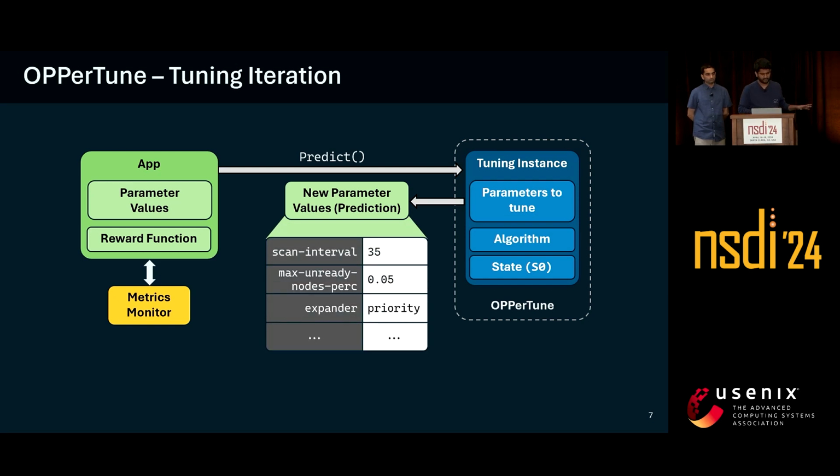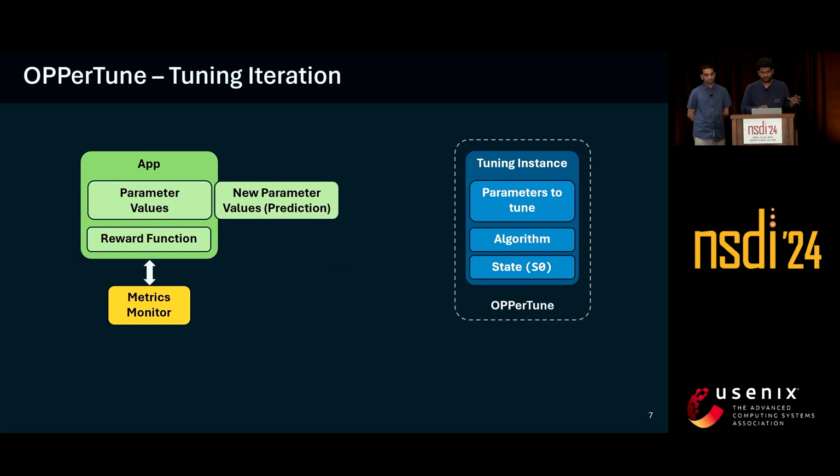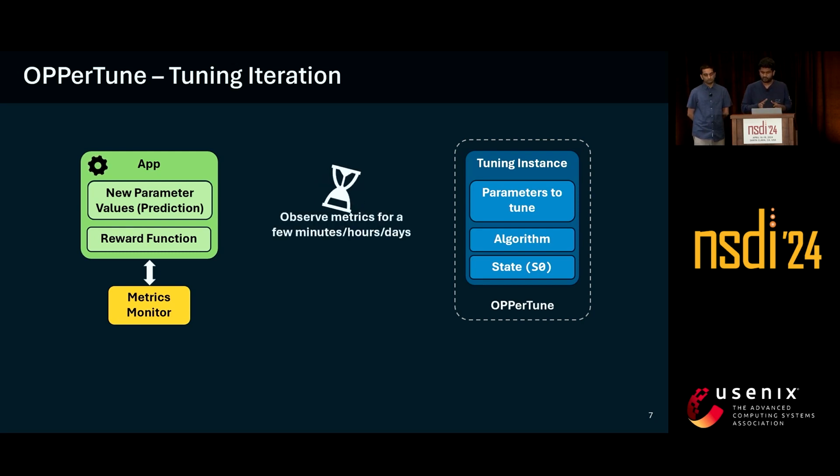Notice that there are several parameters that are being tuned simultaneously. Moreover, the parameters are of different types. For example, here we see integer, real, and categorical parameters. The application takes these parameters, reconfigures its components with these new values, and runs for a while, which may vary from a few minutes to a few days. The metric monitor continues to observe the application metrics in the background.